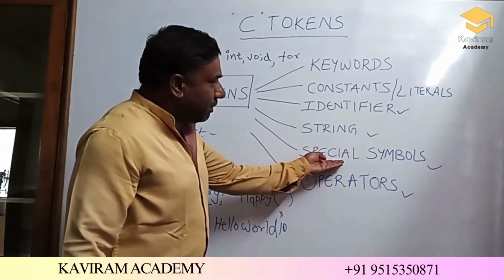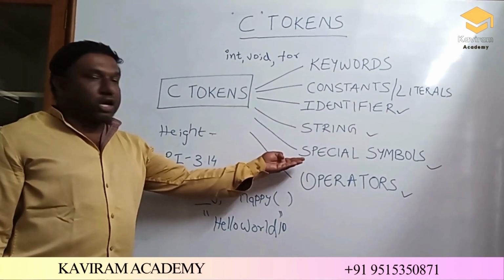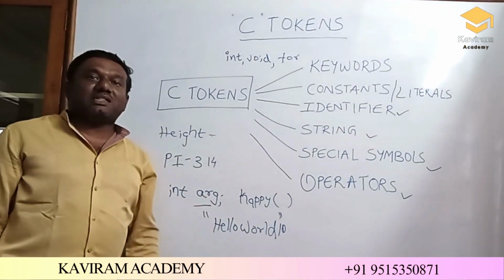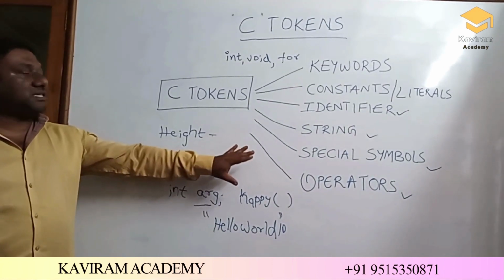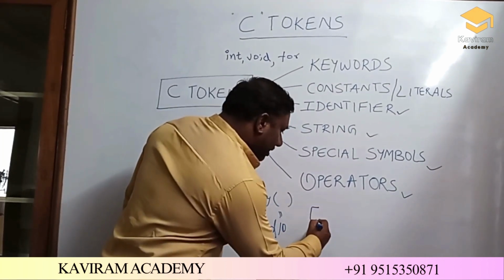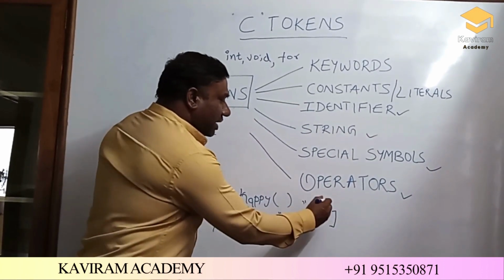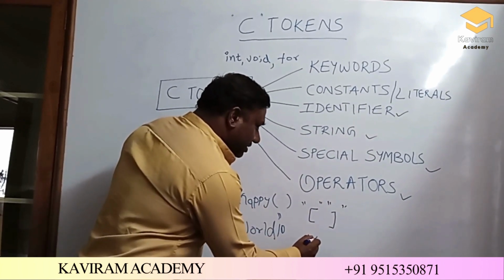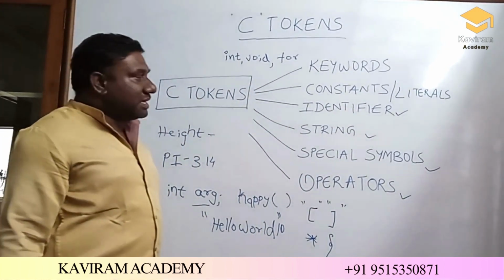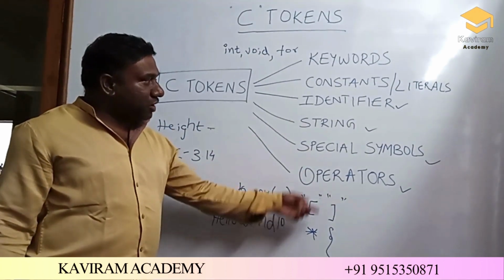Next one is special symbols. So what are these special symbols? Special symbols are the symbols which are not alphabets, not digits, and not white spaces. Everything other than these is recognized as a special symbol in your C program. For example, the square bracket of an array is a special symbol, asterisk is a special symbol, and your flower bracket is a special symbol. All these symbols, other than alphabets, digits, and white spaces, are your special symbols.